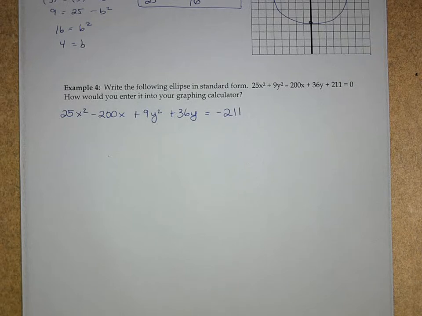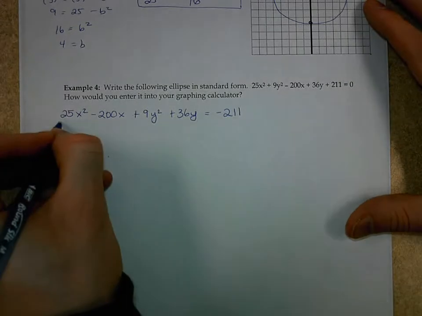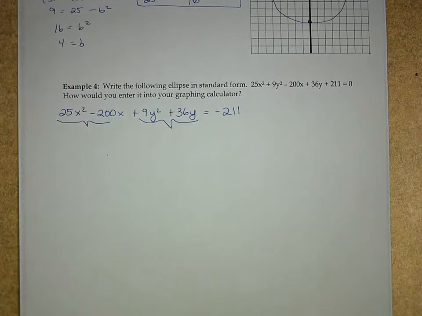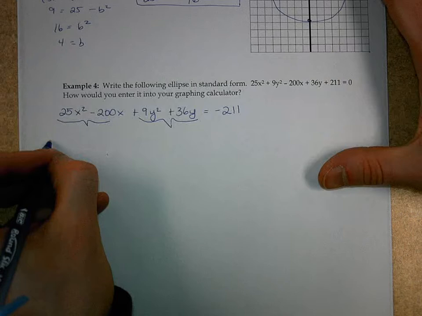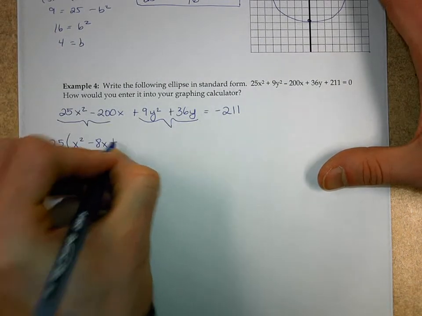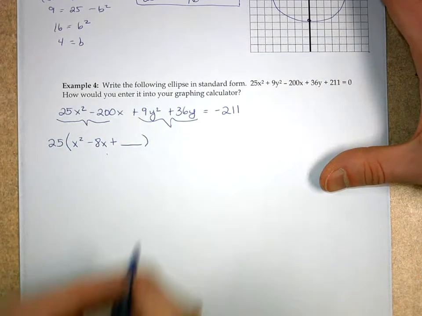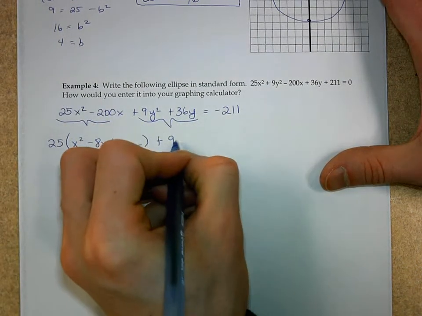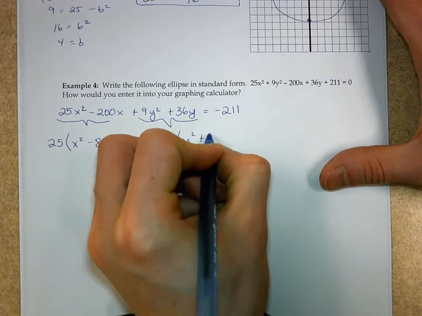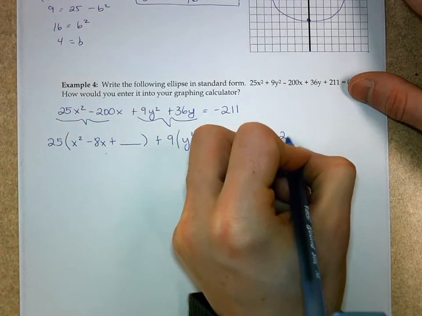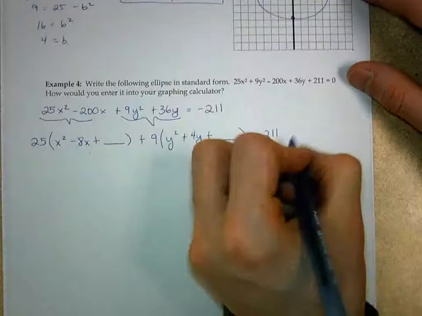The next thing that we've got to do is we're going to do this factoring by grouping, and we're going to pull a constant out before we complete the square. So here my constant I'm going to pull out is 25. And then I'm left with x squared minus 8x, and there's going to be some number when I complete the square. In my second piece right here, I'm factoring out a 9. So y squared plus 4y plus some number is equal to negative 211.